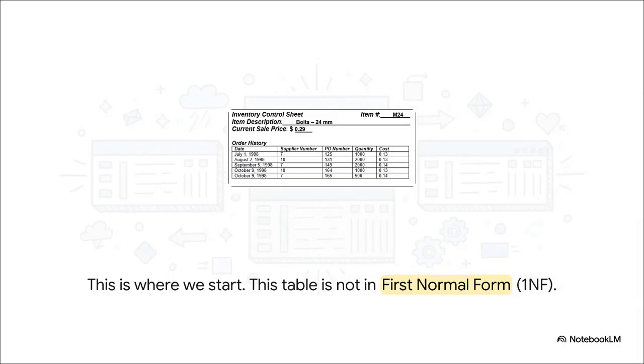Let's go back to our inventory sheet. Imagine if, instead of having separate orders, we just tried to cram all the supplier numbers and quantities into a single cell, maybe in a column called order history. You'd have a bunch of values all stuffed into one little box. That is a major red flag. It totally breaks our one piece of data rule and makes it impossible to look at individual orders. A table like that is not in what we call first normal form.